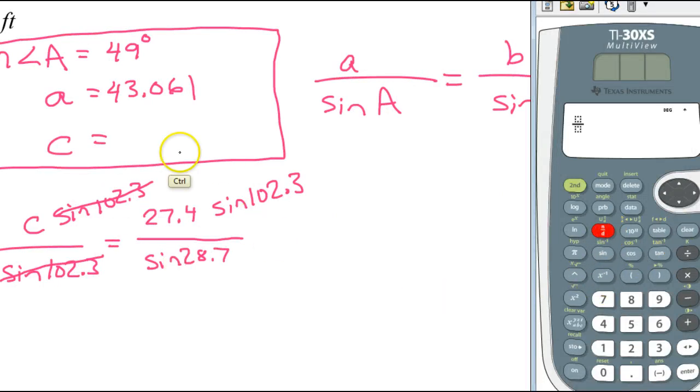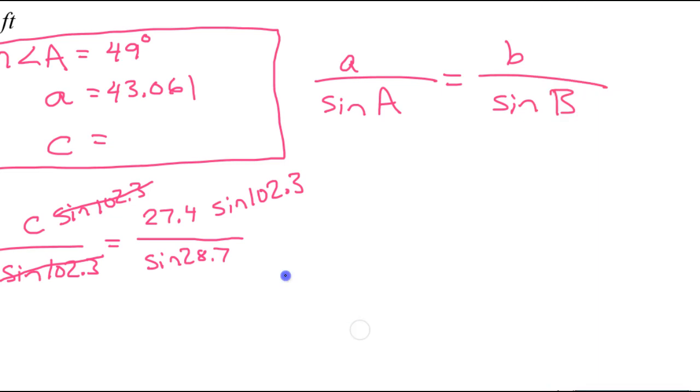So I'm just putting this in the calculator. I've got 27.4 times sine of 102.3 over sine 28.7. So that is 55.747.